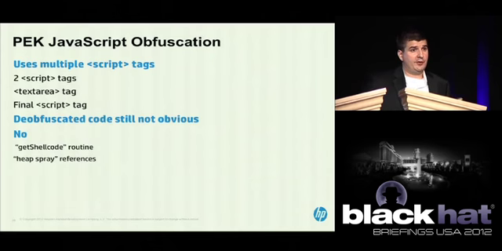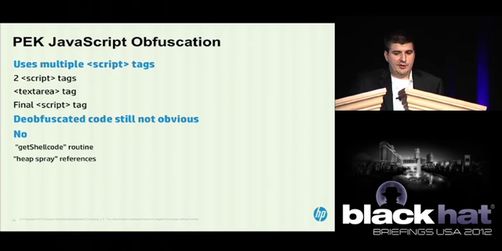But the way Phoenix does JavaScript obfuscation is they tend to use multiple script tags, followed by a text area tag, followed by another script tag, and this all ends up being in a row. In the text area tag, they have a couple of variable initializations that they pull out and then execute in one of the other script tags. But even after you deobfuscate, this code is not terribly obvious in what it's doing.